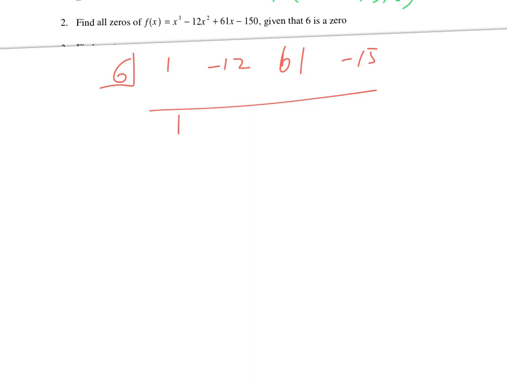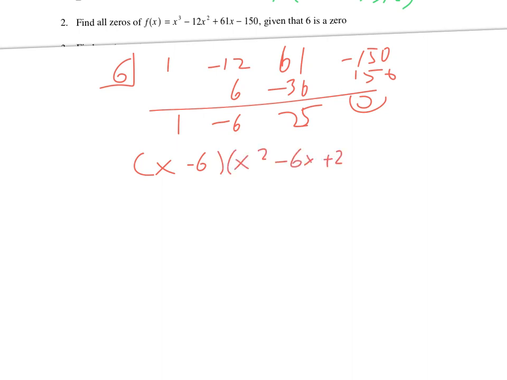So then I'm going to bring this down, and I'm going to put a 6 there, and we got -6, -36. Let's see, this will be a 5 and 25. And that'll be 150, and that'll be 0. So I have x minus 6 times x squared minus 6x plus 25.